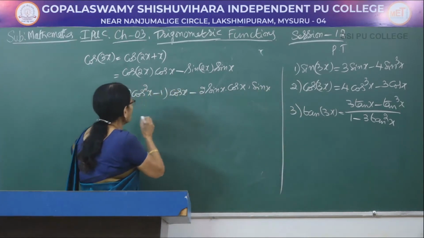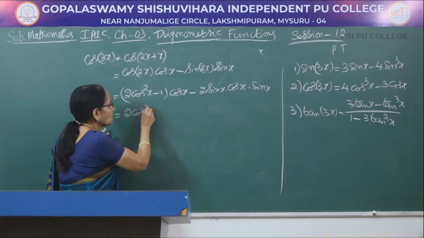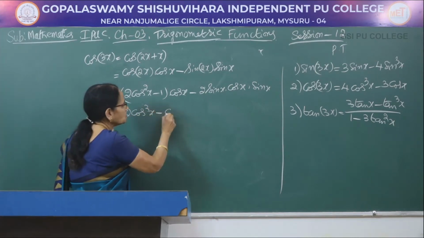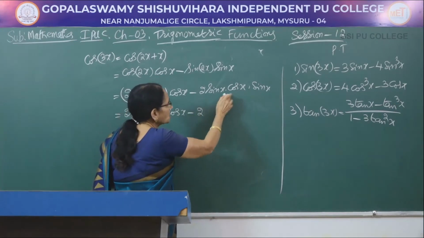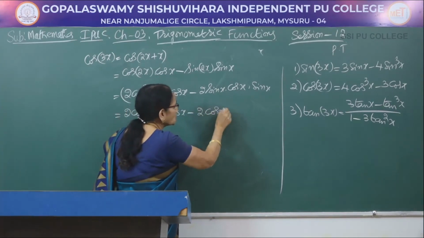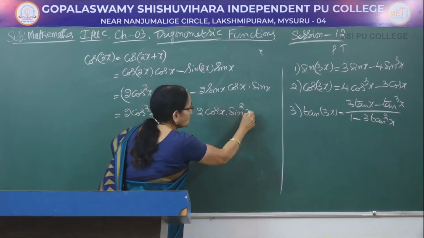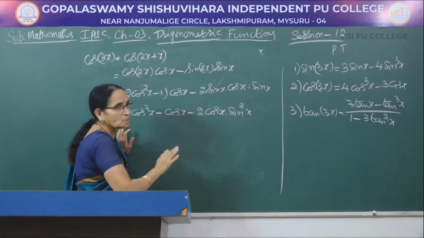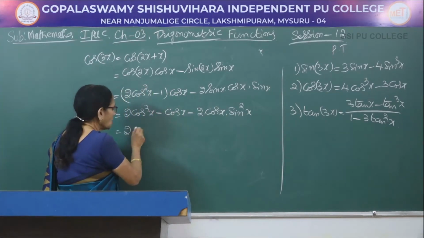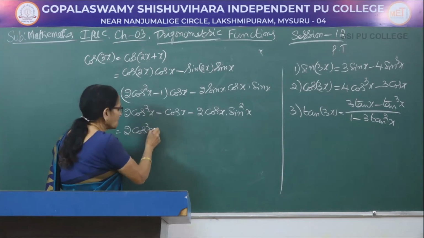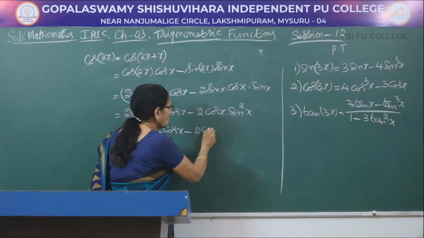Now remove the brackets here. 2 cos square into cos is 2 cos cube x minus 1 into cos x, minus 2 into cos x, you write as it is. Sin x into sin x becomes sin square x. So everything is in terms of cos. Only this has to be rewritten. That is 2 times cos cube x minus cos x minus 2 times cos x.